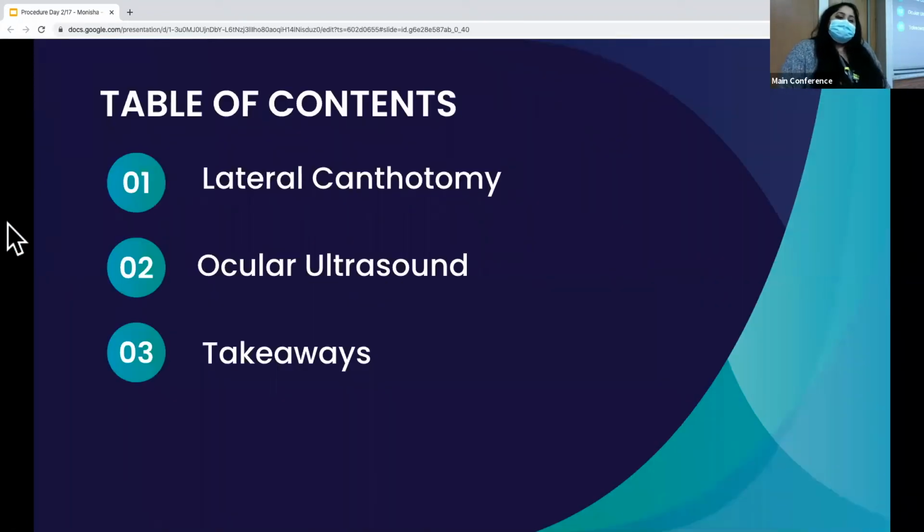So, what we're going to be talking about today. First, I'm going to go through the lateral canthotomy indications, how to do it, and things to look out for. Then a couple of different indications and how to use the ultrasound, and some takeaways to keep in mind when you're dealing with the eyes.